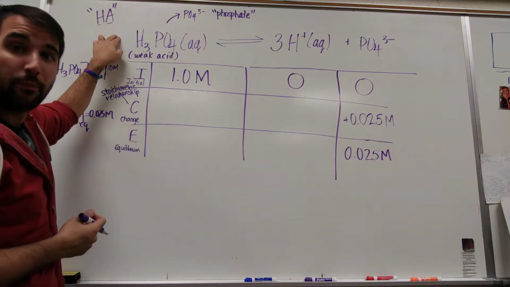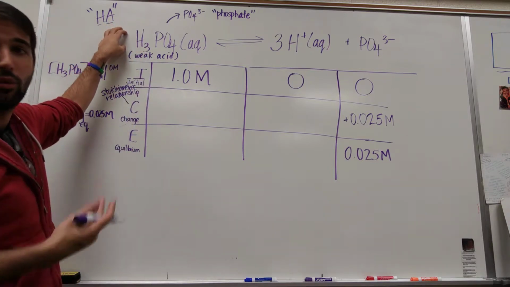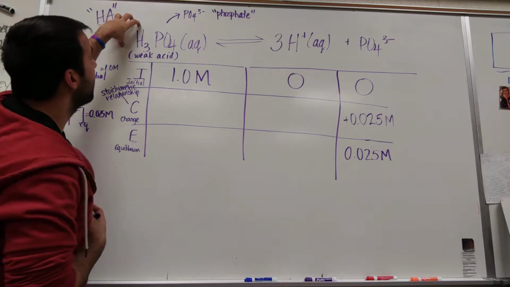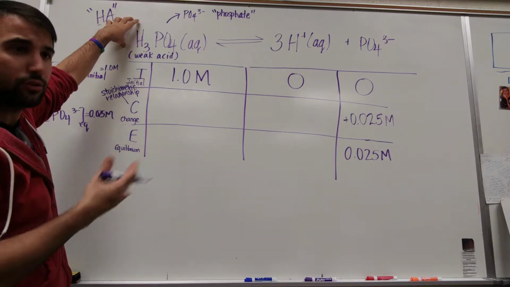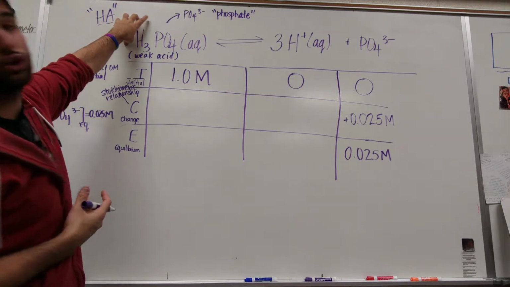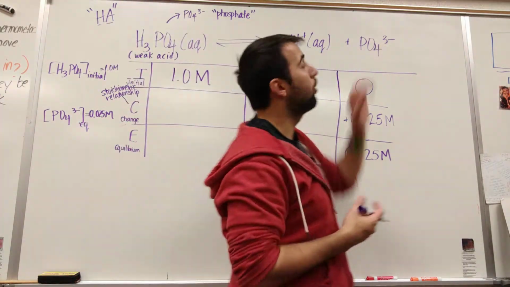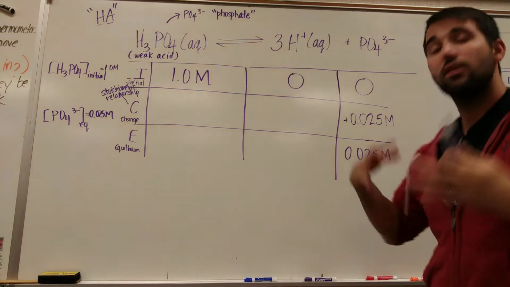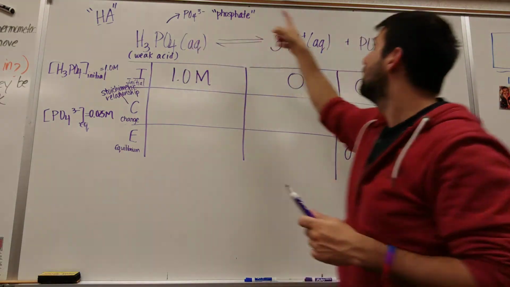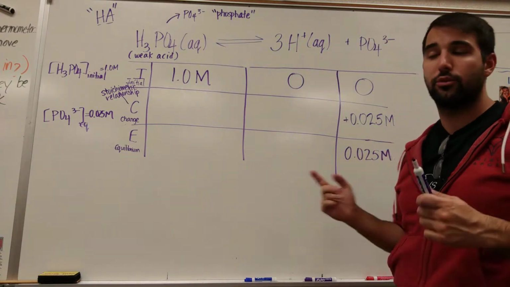Remember, if I don't put a number in front of a compound, we assume that it has a coefficient of 1. So the way I could read this balanced chemical equation is for every 1 molar, or 1 mole, I could use those interchangeably, for every 1 molar of H3PO4, I should get 3 molar H plus and 1 molar PO4 3 minus. Same idea with mole ratio. For every 1 mole of H3PO4, I'll make 3 moles of H plus and 1 mole of PO4 3 minus.